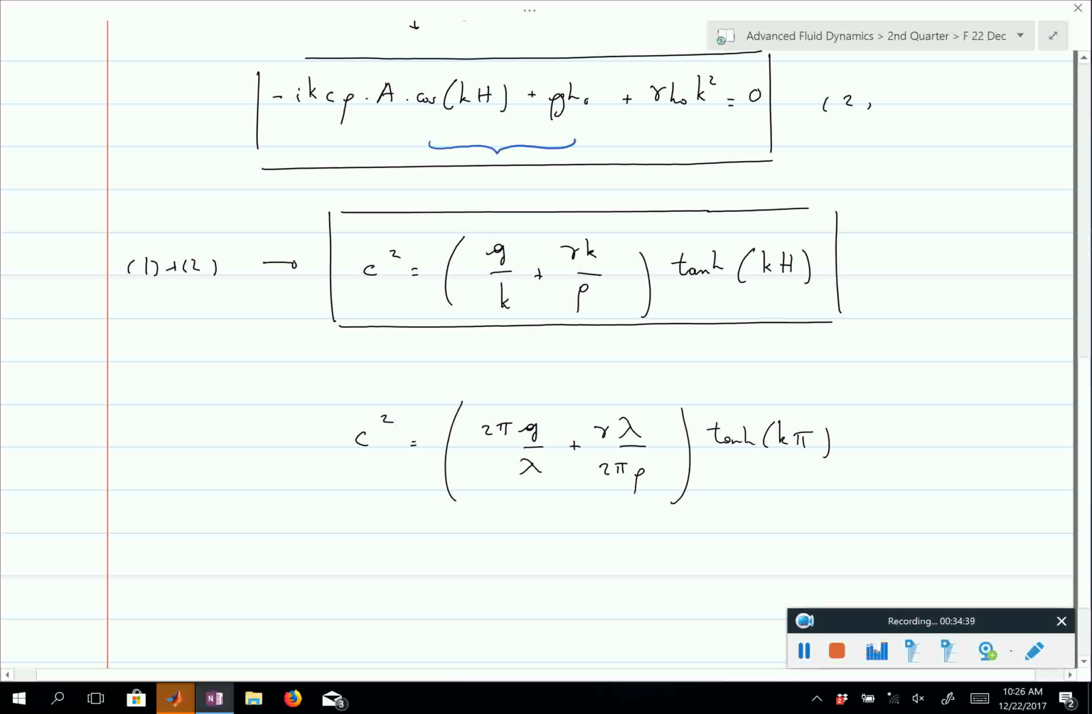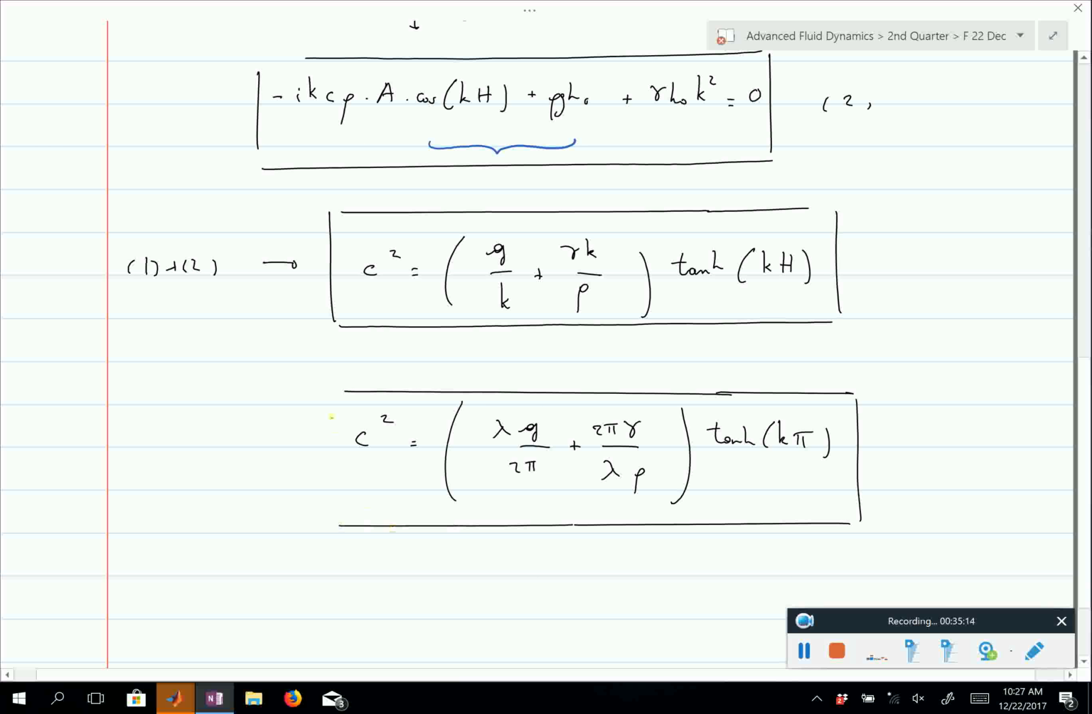Yeah, I made a mistake somewhere. Oh, yes, thank you very much. Now I'm confused again. So this is lambda divided by 2 pi, and this is lambda 2 pi gamma. Thank you. Okay, so this is our relationship between our wave speed and our wavelength.